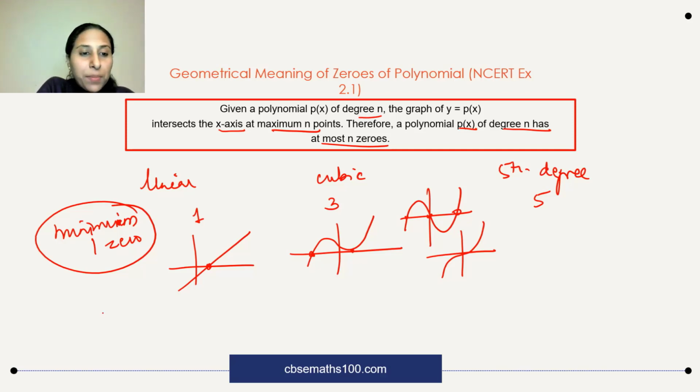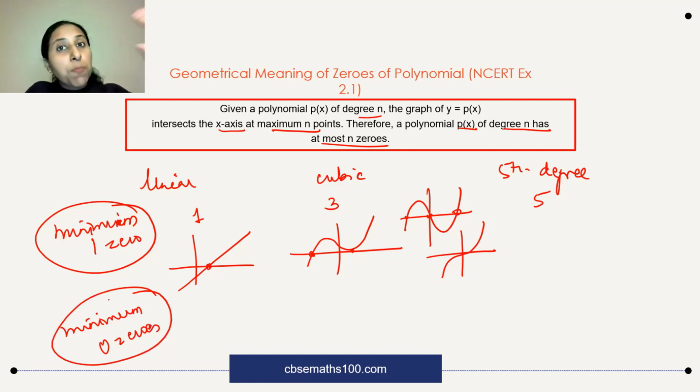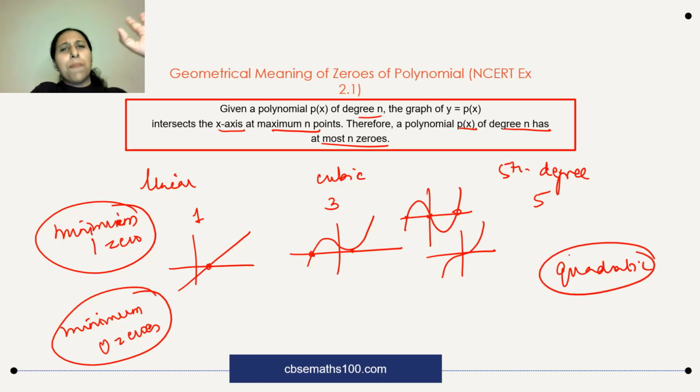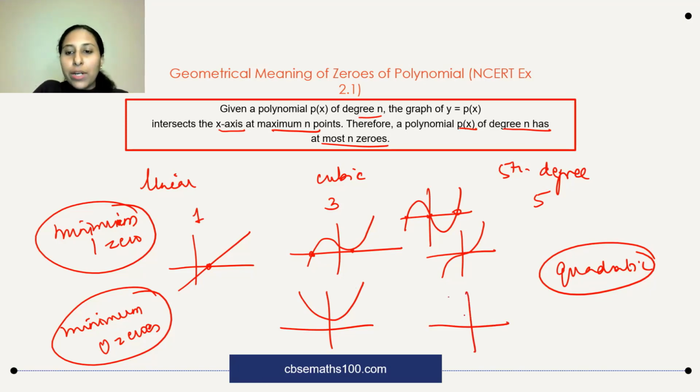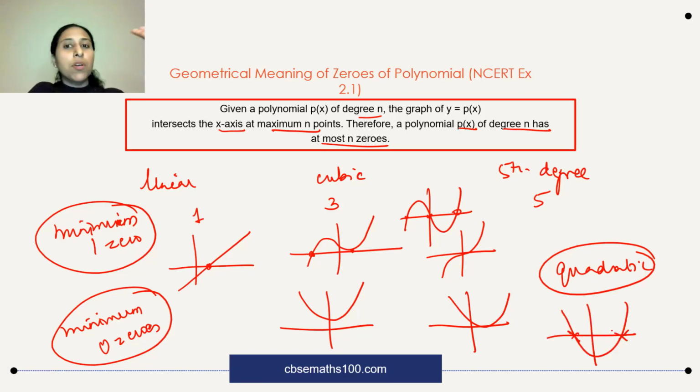What if you have an even degree polynomial, for example a quadratic polynomial? You could have a minimum of 0 zeros, that means no point of intersection with the x-axis. That is possible for an even degree polynomial. In the case of quadratic, the shape is always a parabola. So you could have no zeros like this, not intersecting the x-axis at all, or only 1 zero, or 2 zeros, maximum 2 zeros. The maximum number of zeros is whatever the degree is. So this point is very important: degree n means it has at most n zeros.